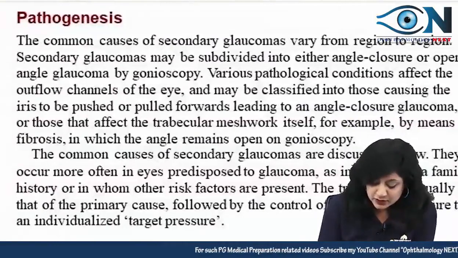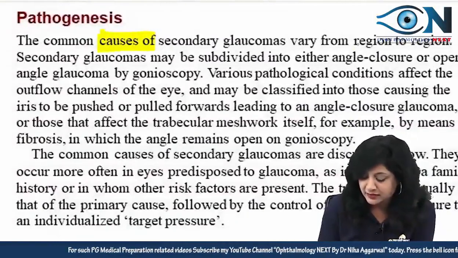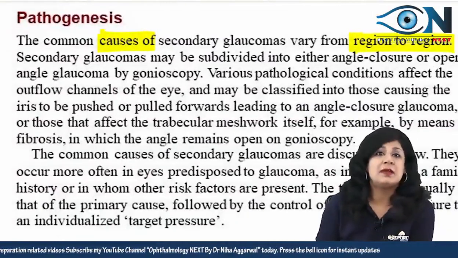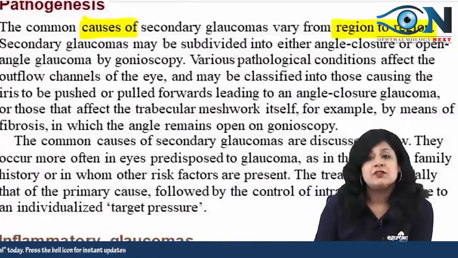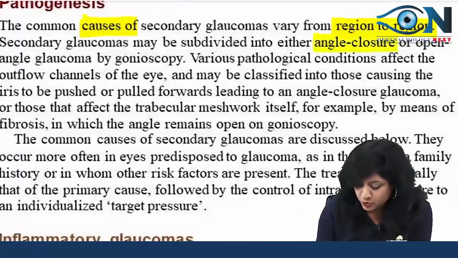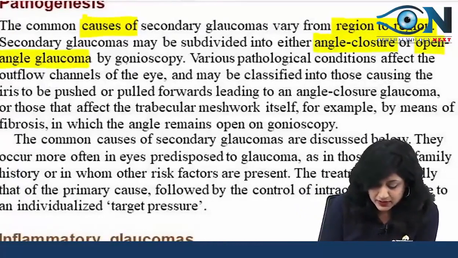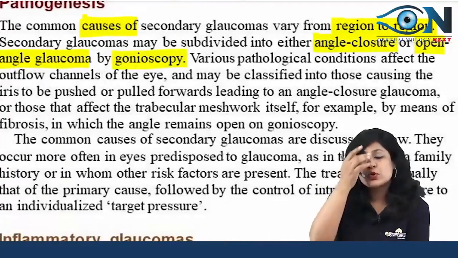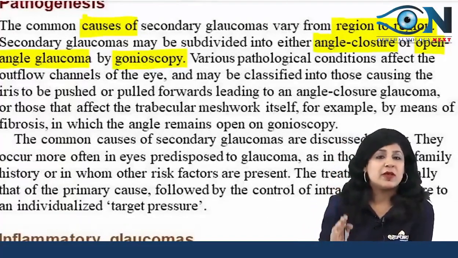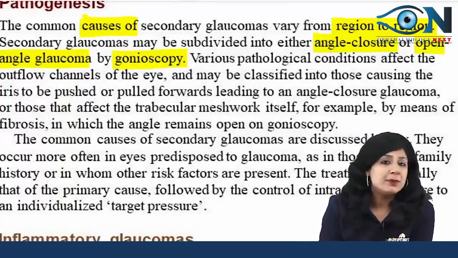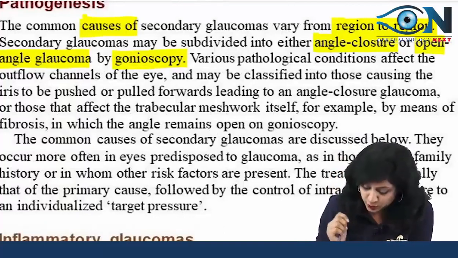So pathogenesis, what are the common causes of secondary glaucoma? They can vary from region to region depending upon which diseases are common in that particular area. You can divide this into the angle closure glaucoma or the open angle glaucoma that you can see with the help of gonioscopy. So gonioscopy actually remains an important measure whenever we have to find out whether it's an open angle glaucoma or an angle closure glaucoma.